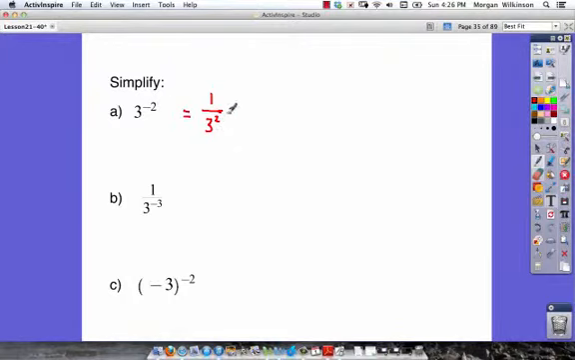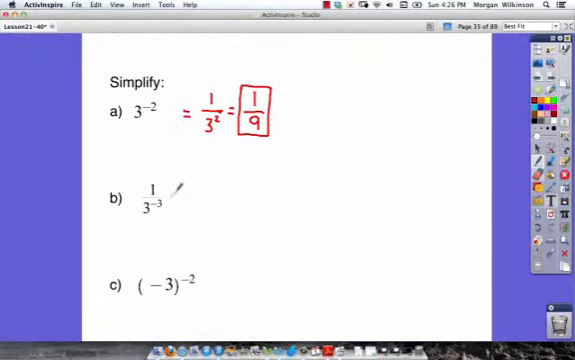So we can go ahead now and say this is going to be equal to 1 over 3 squared, and we know 3 squared is 9. So we've got an answer of 1/9. So 3 to the negative second power must be 1/9. Now let's look at our next problem.